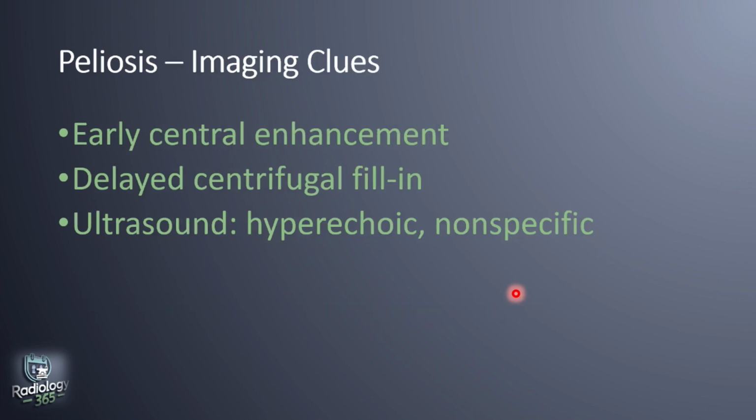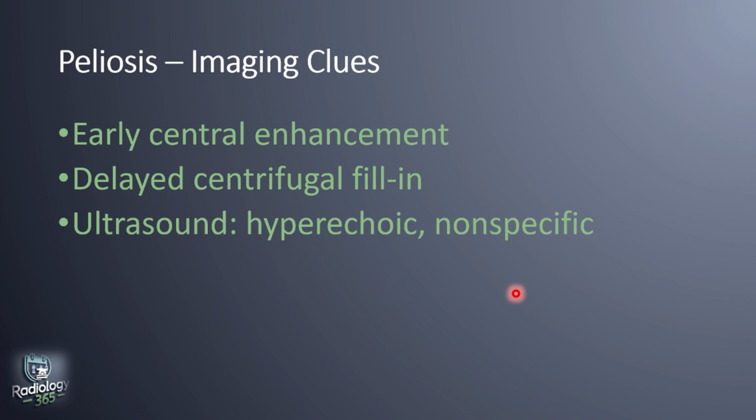On CT and MRI, these lacunae or lesions tend to enhance centrally first. So it's as if you have dug a pit and you have a pipe pouring contrast into that pit. It will fill the center first, and then as it fills up, the peripheries also start to pick up the contrast.